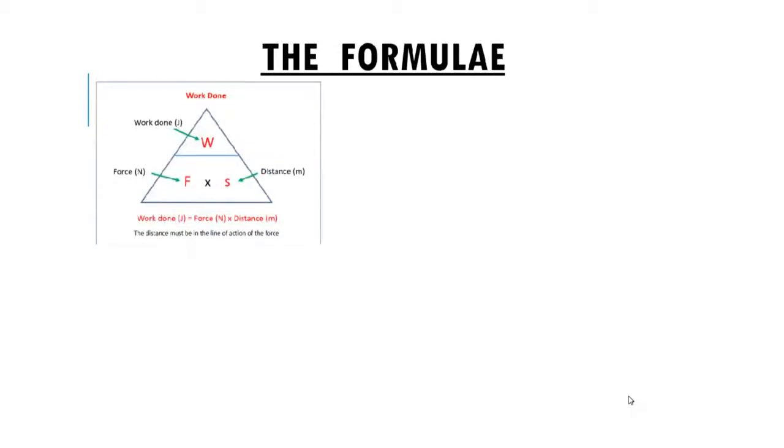We defined work done. And here is my formula, work done. It's represented by W, and work done is when force moves through a distance. Meaning to say work done is equal to force times distance. F represents force, and S represents distance. 1 Newton meter is equal to 1 joule. That's why we're saying that work done is measured in joules.